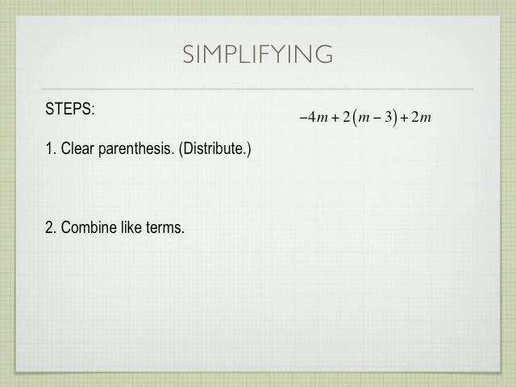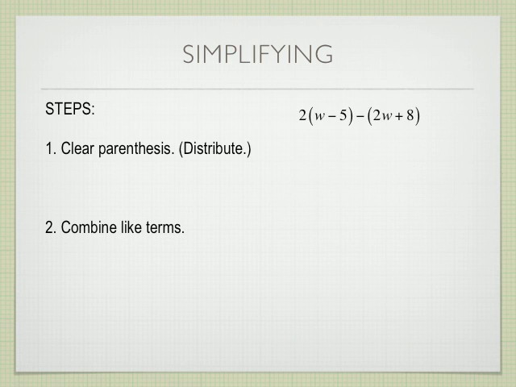So I distribute that 2. The 2 only gets distributed to the things in parentheses. So I have minus 4m plus 2m minus 6, because 2 times m is 2m. 2 times minus 3 is minus 6, and then that 2m on the end. My like terms are all of the m's. Oh, all the m's canceled, so I have negative 6.